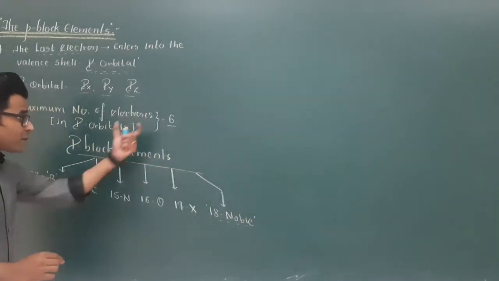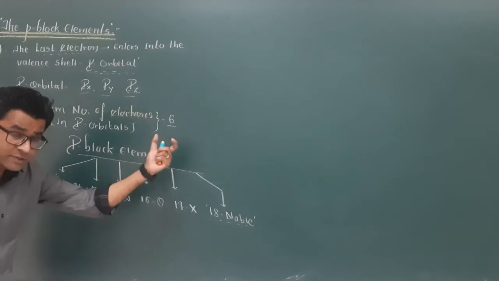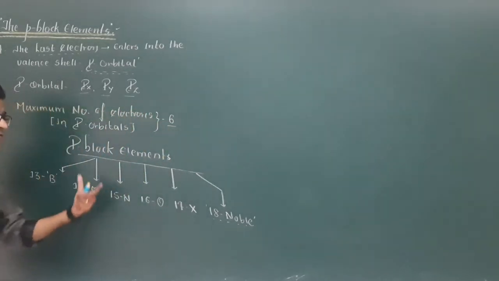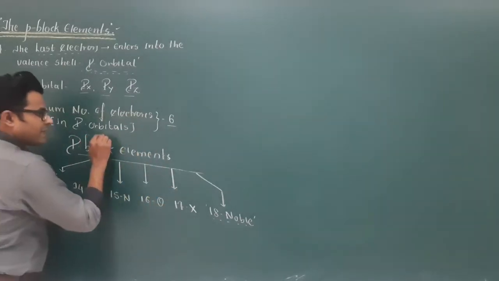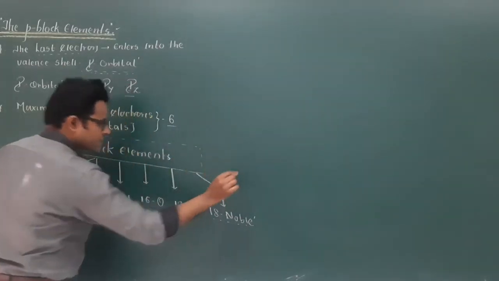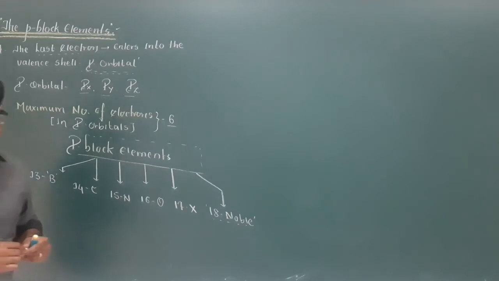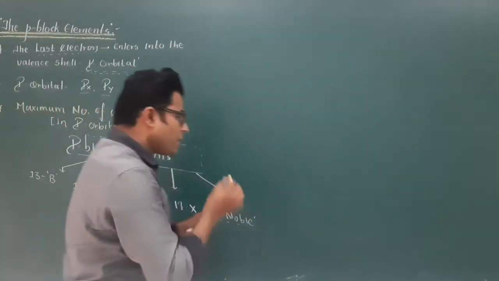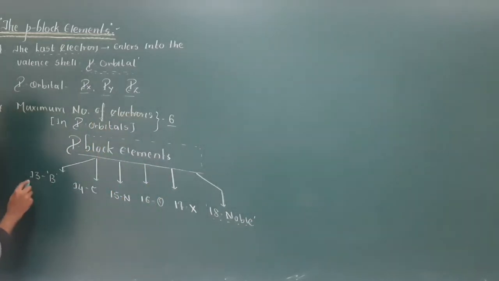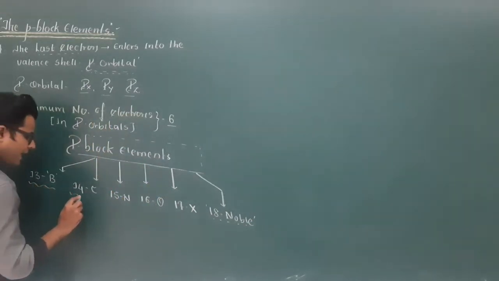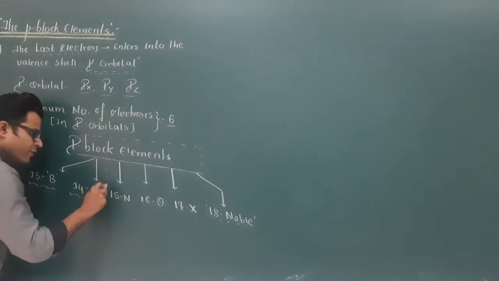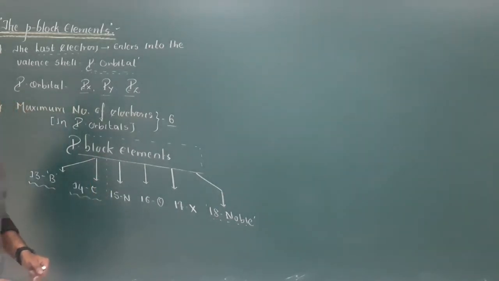Because it has a tendency to accommodate 6 electrons in the p orbital, we have 6 different groups for the p block elements. And for our studies in this particular PUC first year syllabus, we are going to deal with the boron family and the carbon family only. This is going to be our set of discussion.